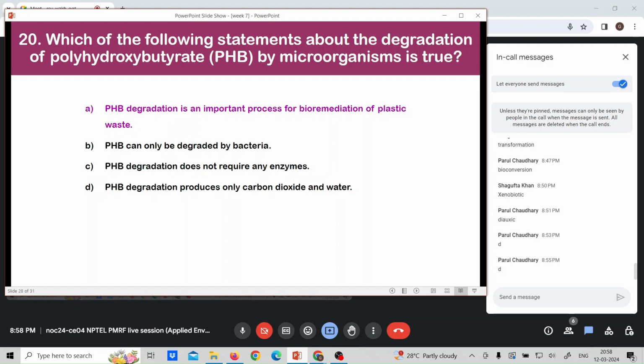The answer for this question. So, PHB, as you all know, is polyhydroxybutyrate, which is a bioplastic. The degradation is an important process for remediation of plastic waste. PHB can be degraded by chemical or other methods also, thermal methods also. It's not like only bacteria. Similarly, bacteria can degrade PHB, so obviously enzymes will be used, and that statement, C statement, is also false. PHB degradation produces only carbon dioxide and water. No, that's not true. It can produce a variety of products.